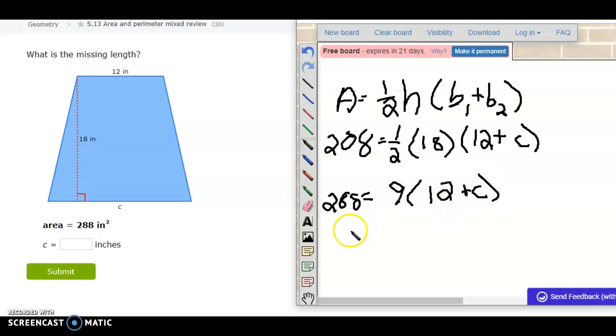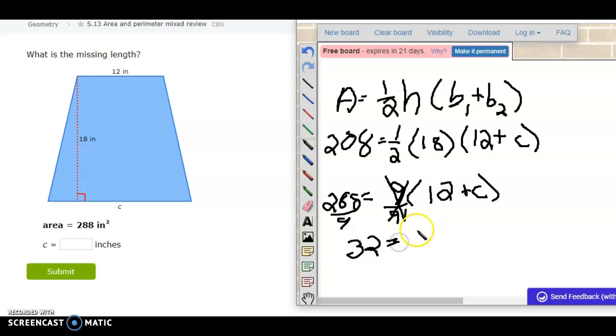Here you have a couple different options. You could distribute out this 9 and then solve that way. However, that's going to give you a few extra steps. So if you distribute, that means you're going to be multiplying this 9. So how can I get rid of that 9? What's the opposite of multiplying? That's right, it's going to be divide. So if I just get rid of that 9 first by dividing by 9 on each side, that will make this cancel out. 288 divided by 9 is going to give me 32.